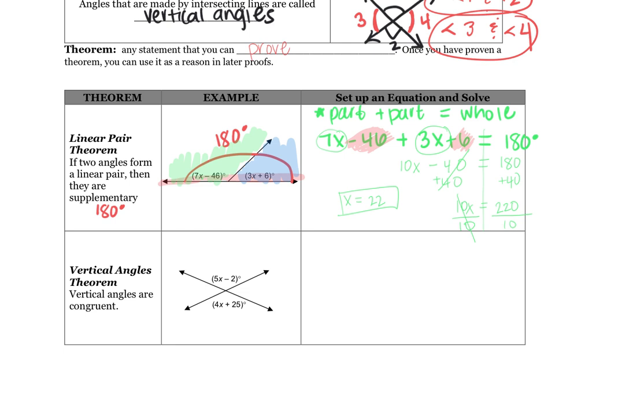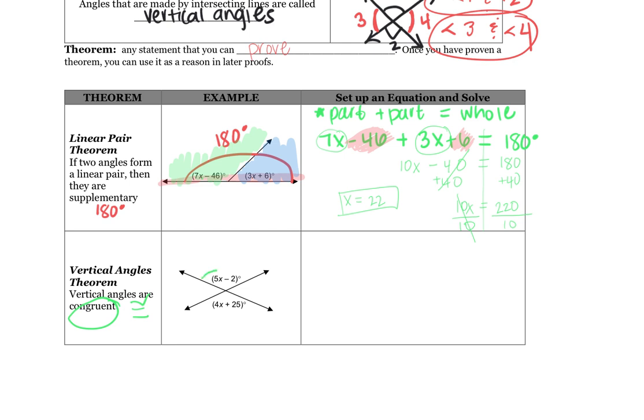All right, we have another theorem to look at. It's the vertical angle theorem. It says vertical angles are congruent. That's true, okay? Congruent means they're equal. So vertical angles are equal. That's how you should think about it. If you know things are vertical angles, then you know they're equal in measure as well.